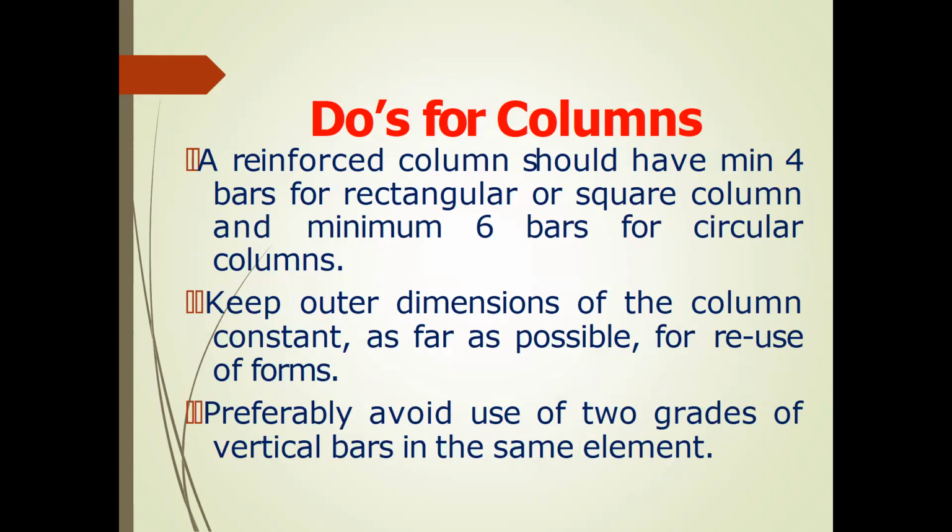Do's for the column. Reinforcement for the column should have a minimum of 4 bars for a rectangular column and 6 for a circular column. Keep the outer dimension of the column constant as far as possible, so that your shuttering can be reused without any damage. Preferably, avoid use of two grades of vertical bars in the same element. What I mean to say is, the bottom will be FE500 and the top will be FE415. Don't. If it is FE415, continue with FE415. If it is FE500, continue with FE500.